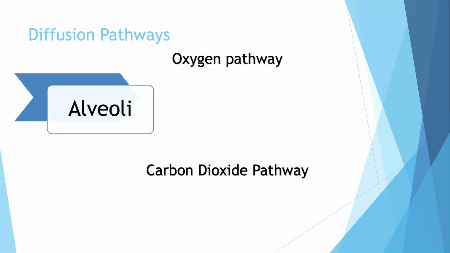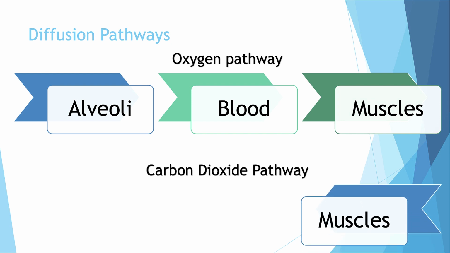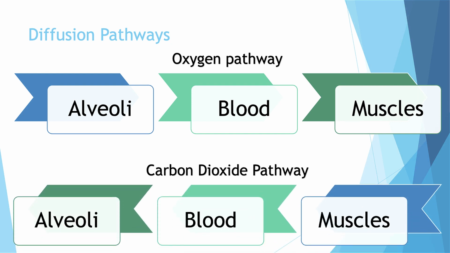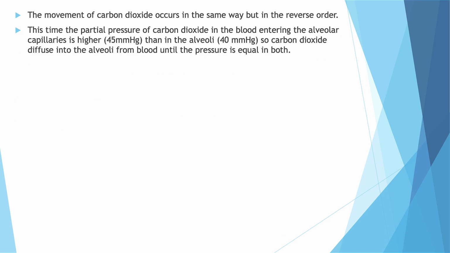Diffusion pathways. The oxygen pathway starts in the alveoli, then to the blood, then to the muscles. The carbon dioxide pathway starts in the muscles, goes into the blood, then to the alveoli. The movement of carbon dioxide occurs in the same way but in reverse order. This time the partial pressure of carbon dioxide in the blood entering the alveoli capillaries is higher than in the alveoli. So carbon dioxide diffuses into the alveoli from the blood until the pressure is equal in both.